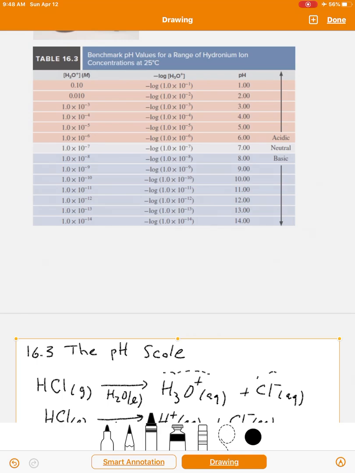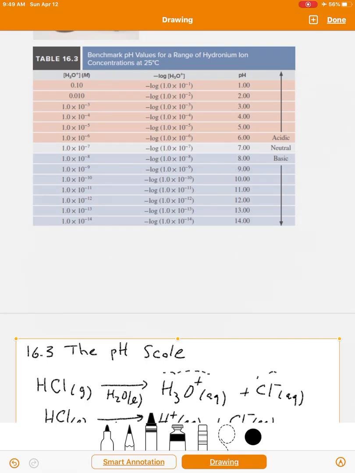You take a tenth of that, 0.01. The negative log of that. Notice in the middle, they put it into scientific notation: 1.0 times 10 to the minus 2. That gives you a pH of 2.00. Next one, 1.0 times 10 to the minus 3. Negative log of that gives you 3.0. So what's happening is every time you make the concentration smaller by a factor of 10, the pH goes up by 1 unit. And that's why the log base 10 scale is used. The pH scale is very convenient. Decrease the concentration by 10, the pH goes up by 1. So higher pH corresponds to lower concentration of hydronium.